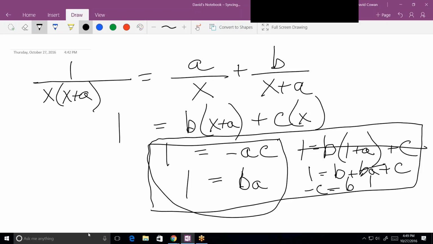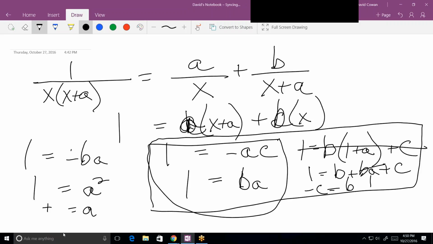If that was the problem, notice that now it's going to be really easy to solve. We don't have 3 variables anymore. We have A times X plus A, and we have B times X. And now I can let X equal minus A. So I get minus BA equals 1. And then if I let X equal 0, I get A squared equals 1. Which means A equals 1. Oh no, A equals plus or minus 1.